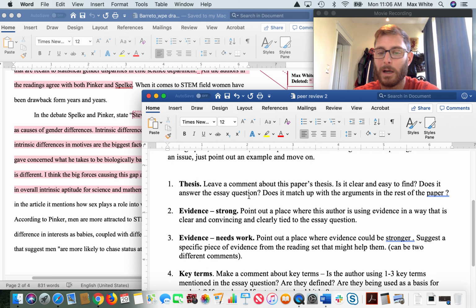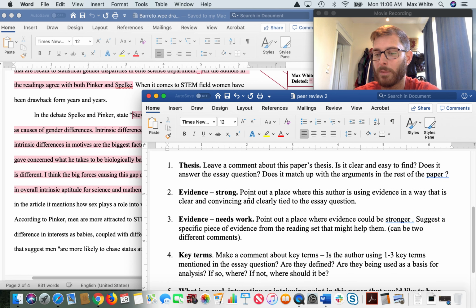So number 1, thesis. Leave a question about the paper's thesis. Is it clear and easy to find? Does it answer the essay question? Match it with the arguments in the rest of the paper. And let me get rid of that extra space there. I copied this from the PDF and then things got typoed.